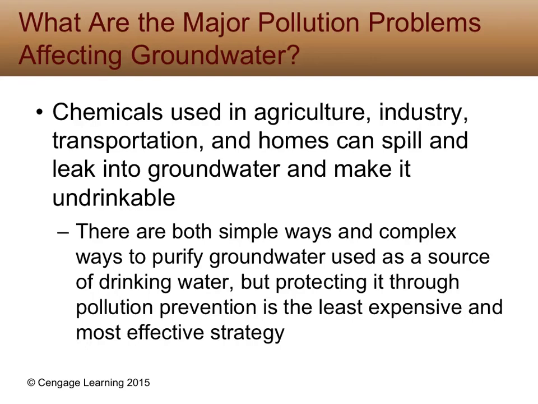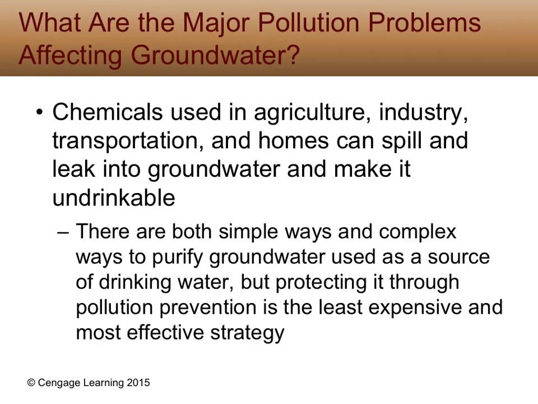So what about groundwater? Now, surface water is one thing, but once pollutants are in the ground, it is terrible to get out. It's almost impossible. You have to let it run its natural course. So chemicals used in agriculture, industry, transportation, homes can spill and leak into groundwater. Even around here, think about if it rains out, all those little oil spills from your car that's leaking out, they're going to go someplace and they'll get into the groundwater. You don't want to be drinking that stuff down the road.